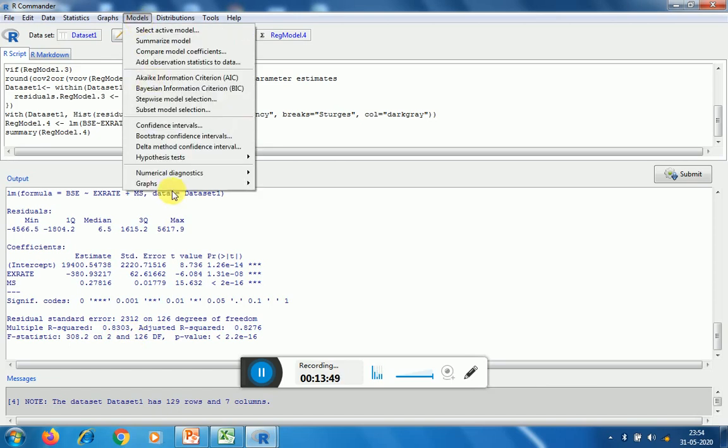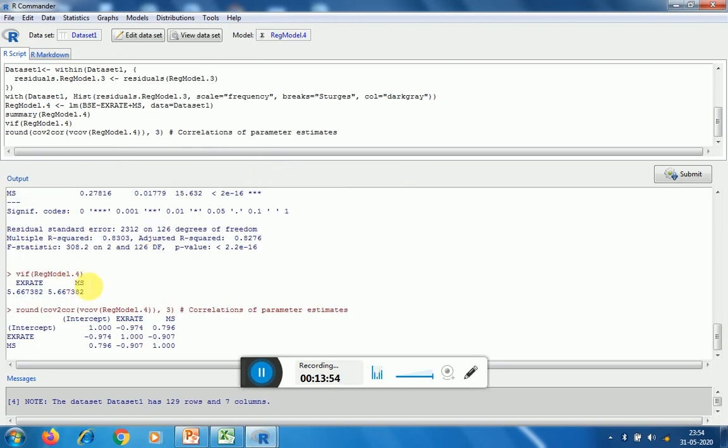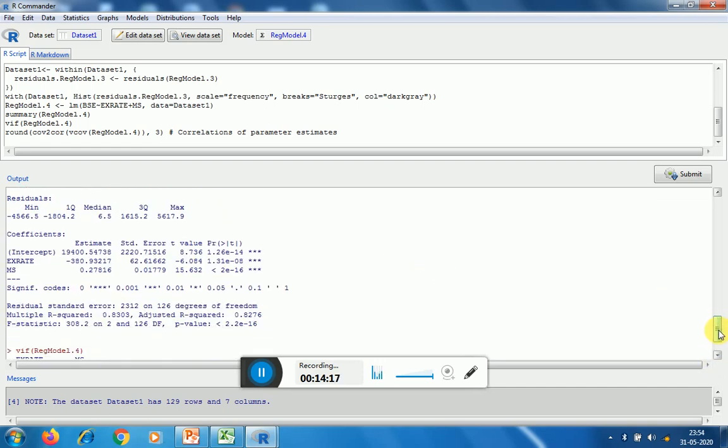Now model, numerical diagnostic, variance inflation factor. Now you can see here the variance inflation factor is now under control. So for exchange rate and for money supply, in both the cases your variance inflation factor is 5 point something. So we can conclude on the basis of this that this particular model which we have fitted for multiple regression analysis through stepwise regression may be the most appropriate model.